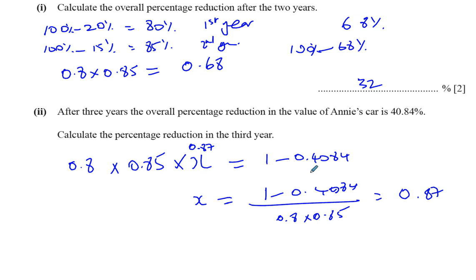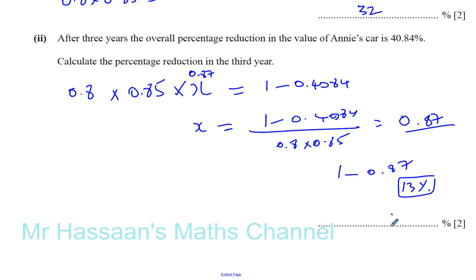So basically, that's how much percentage it was at the end of the second year. So the percentage reduction in the third year is going to be 1 minus 0.87, that's 0.13, which is 13%. So it's a 13% percentage reduction in the third year.